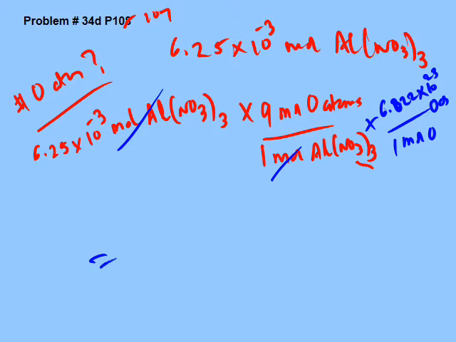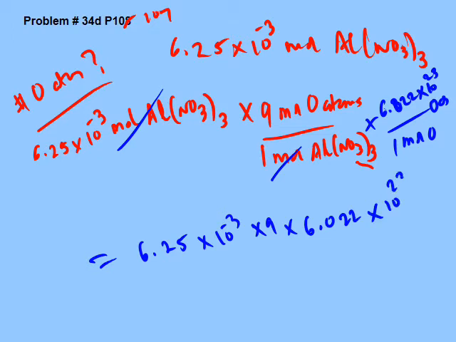Now let's write down the final step: 6.25 times 10 to the negative 3 times 9 times 6.022 times 10 to the 23 O atoms. And make sure you complete this and get the final answer.